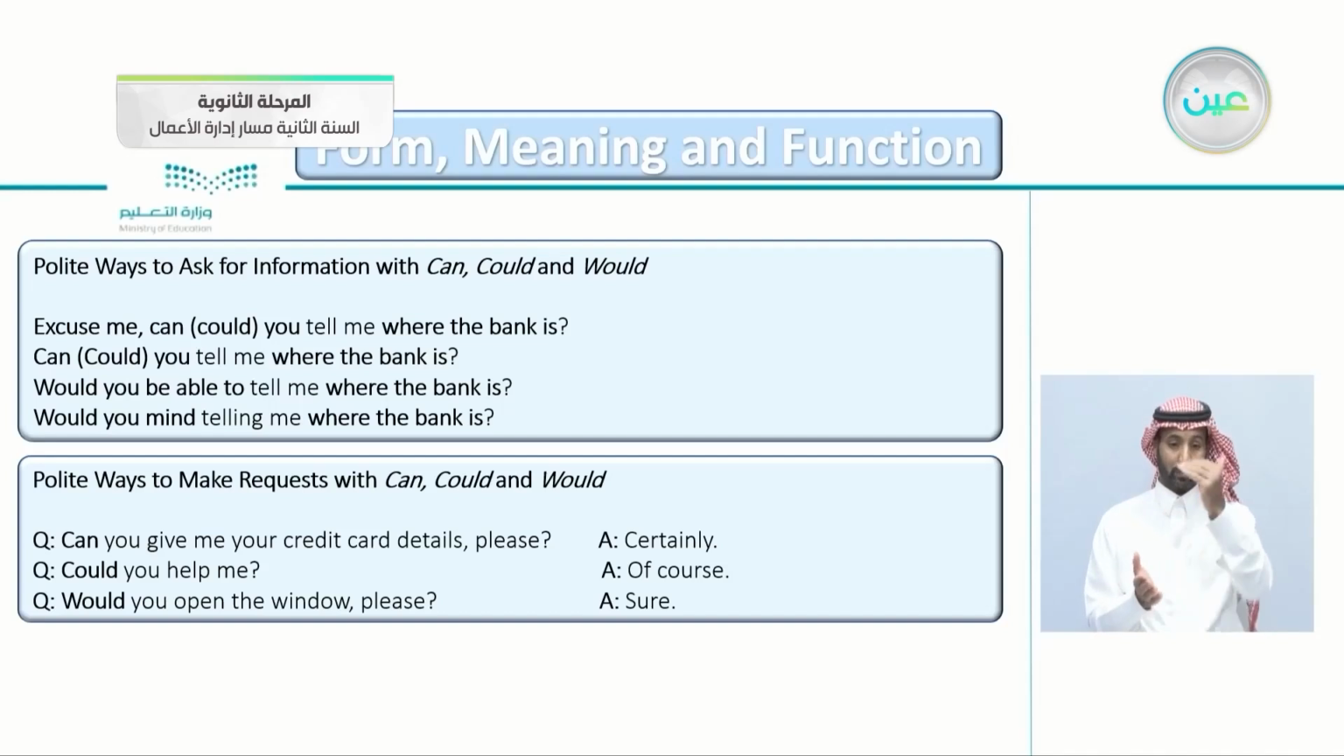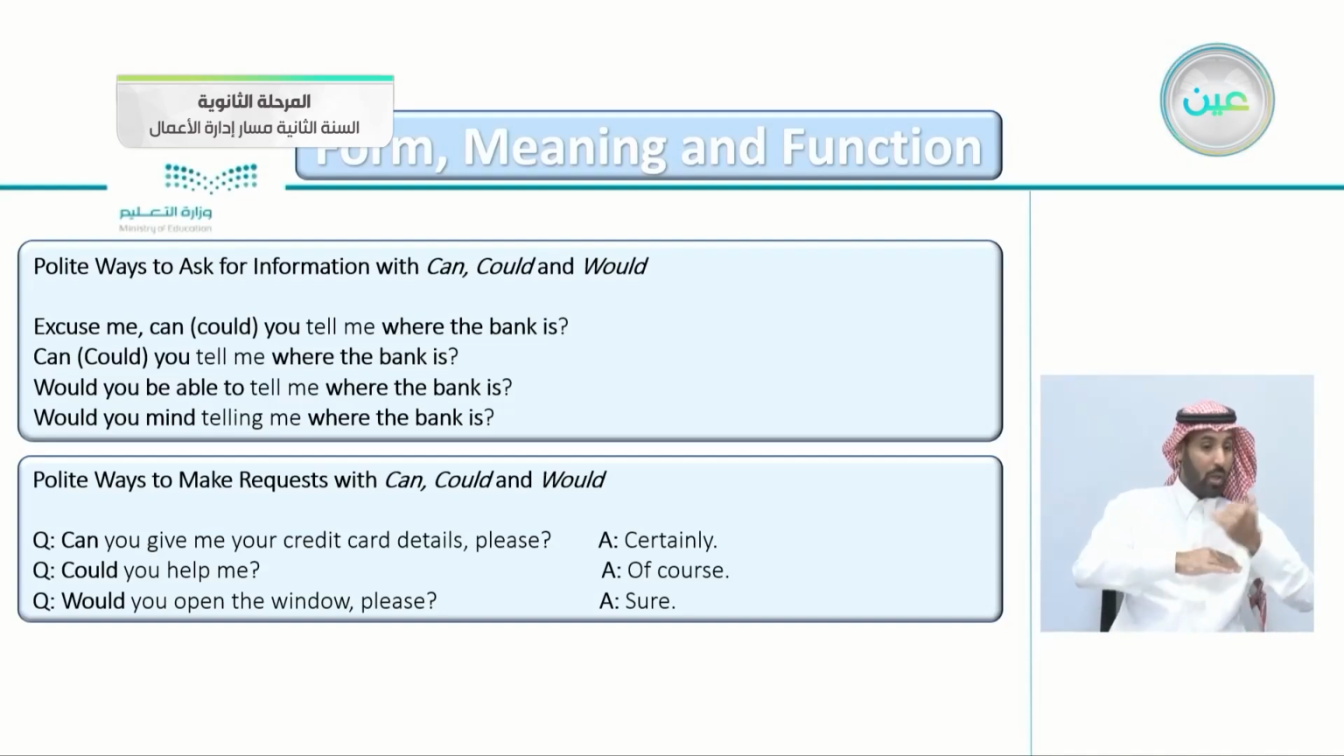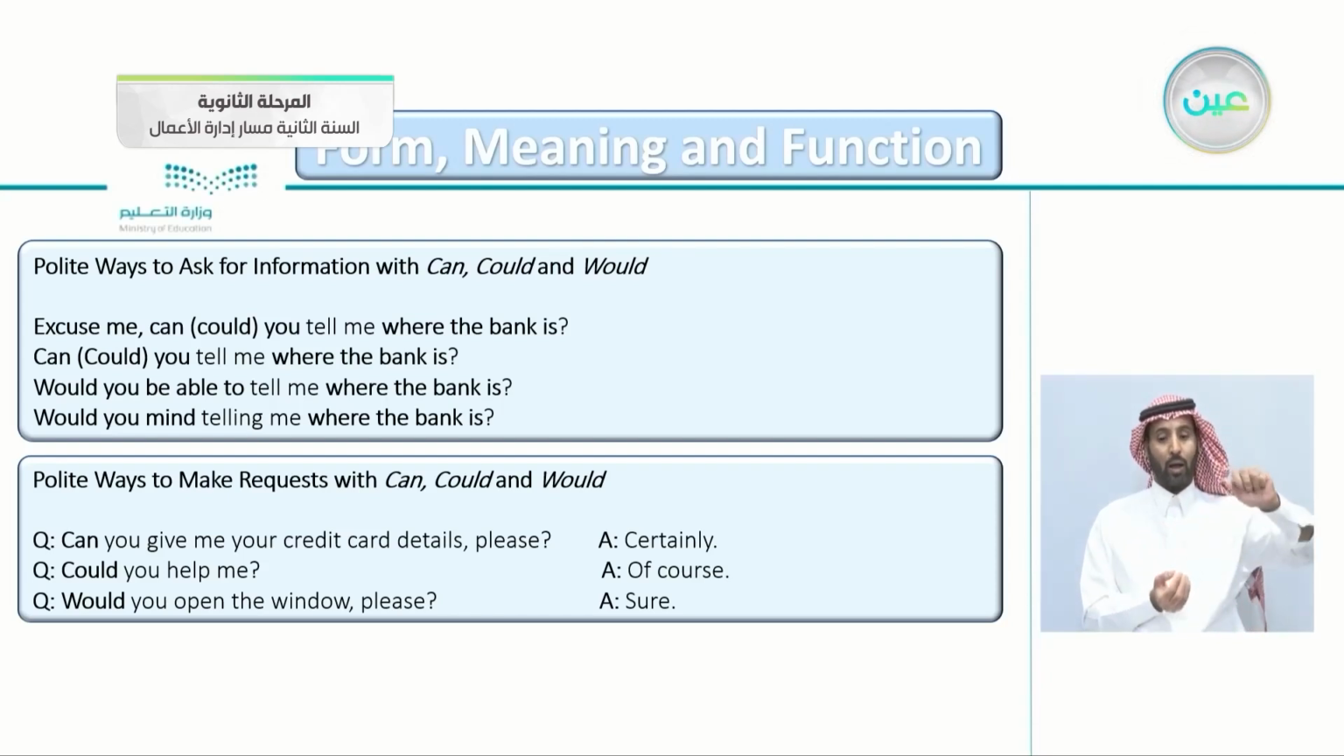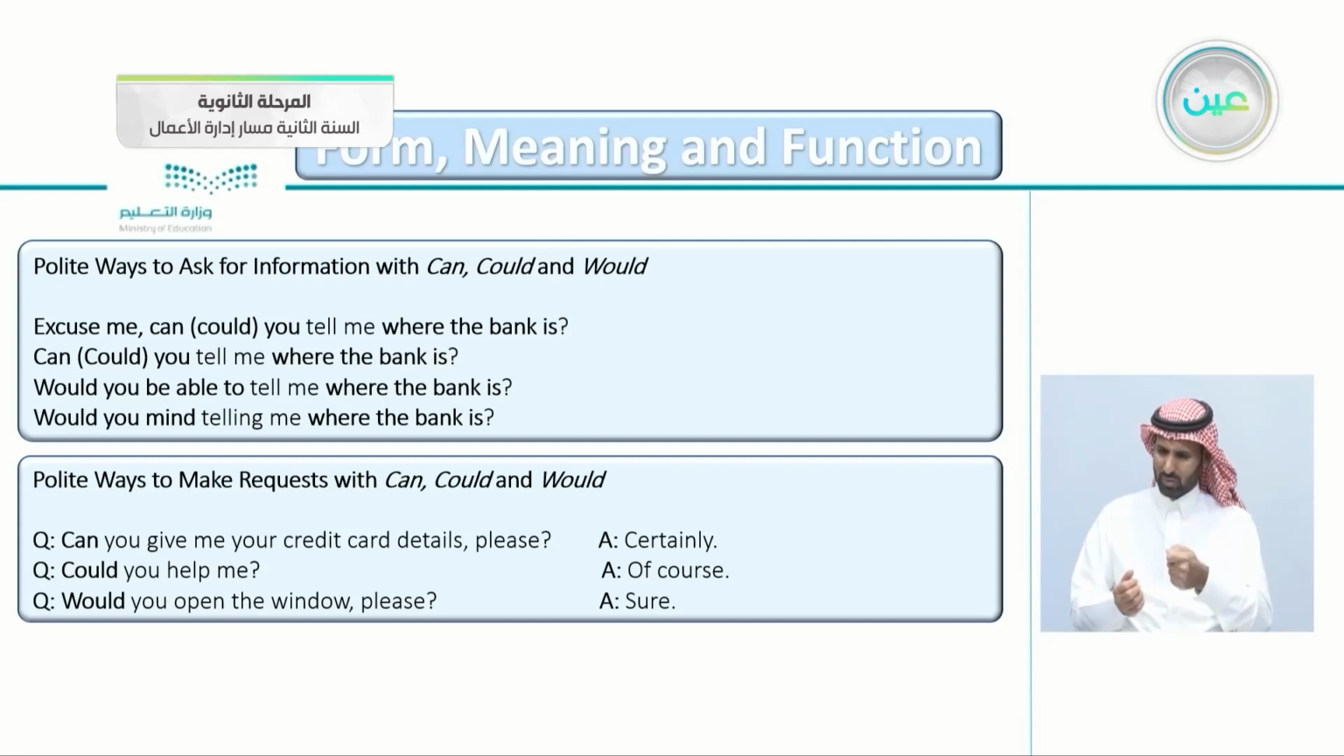Another part of the lesson here: polite ways to ask for information with can, could, and would. Polite ways, not any way. Let's take some examples here. Excuse me, can or could you tell me where the bank is? Again, of course we begin with excuse me. Can you or could you tell me where the bank is? So this is a polite way to ask for information.